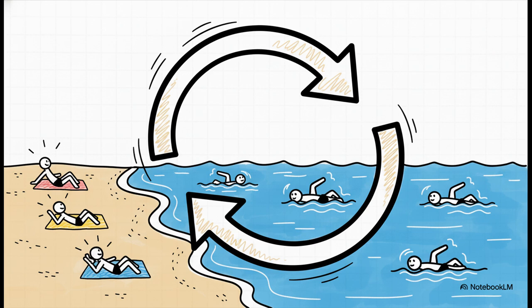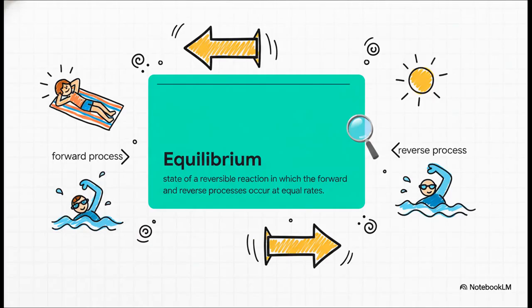This constant back and forth, well, that's the heart of chemical equilibrium. And that brings us right to the official definition. Equilibrium is simply a state where these opposing processes, people entering and leaving the water in our little story, are happening at the exact same speed. Now, the key word here, and I can't stress this enough, is dynamic. This doesn't mean the action has stopped. It just means it's found a perfect, stable point of balance.